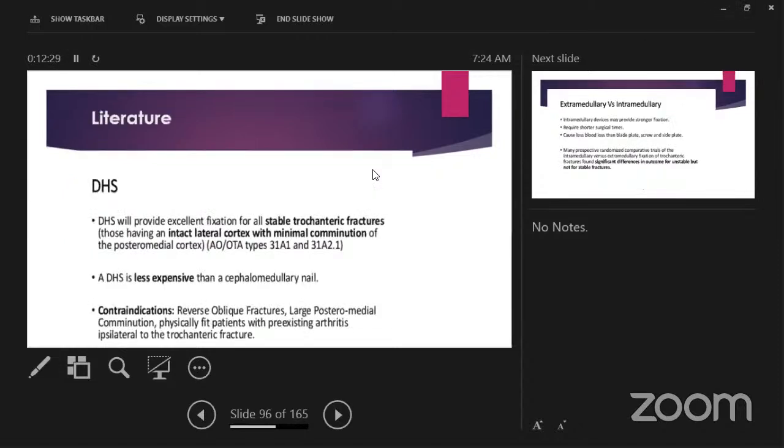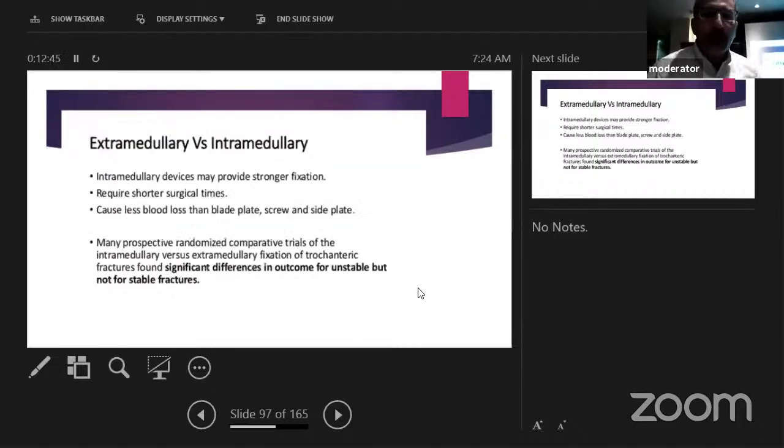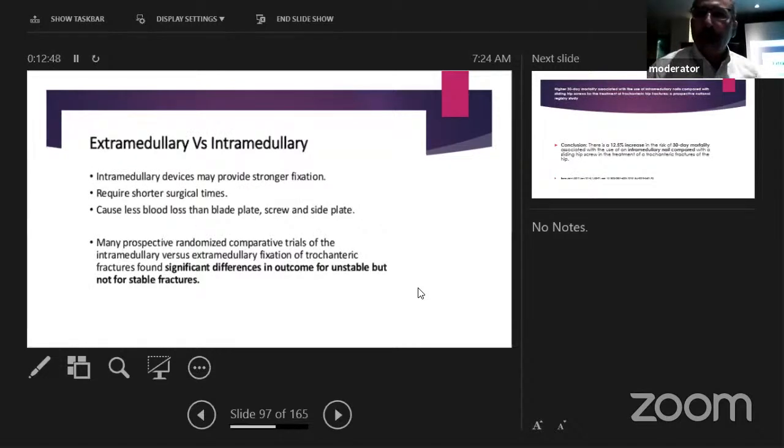So you have to think. What does the literature say? Literature says that DHS will provide excellent fixation for stable trochanteric fractures, those having an intact lateral wall, and it is less expensive. Of course, it is contraindicated in reverse oblique fractures or where the lateral wall is broken. Another study, extramedullary versus intramedullary: many prospective randomized comparative trials of intramedullary versus extramedullary fixation of trochanteric fractures found a significant difference in outcome for unstable fractures, but not necessarily for stable fractures.